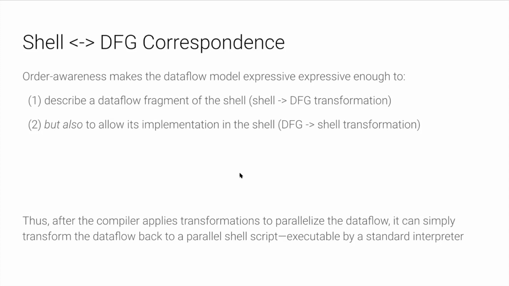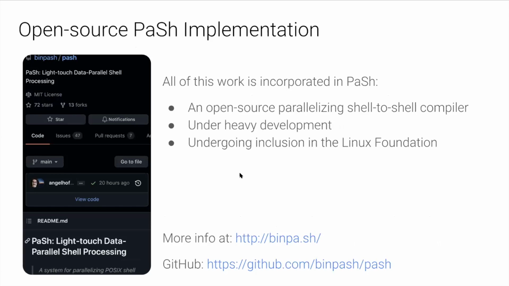As a result, after the compiler has applied transformations to parallelize the composition of black box commands, it simply transforms the data flow graph back to the parallel shell script, which can in turn be executed by a standard interpreter. We incorporate our work in PASH, an open source parallelizing shell-to-shell compiler. Our formalization uncovered a critical bug where the original implementation did not handle configuration inputs correctly. Our new implementation also improves modularity, as transformations are now applied separately to the intermediate model. We will come back to the implementation, but let's switch to some results for now.